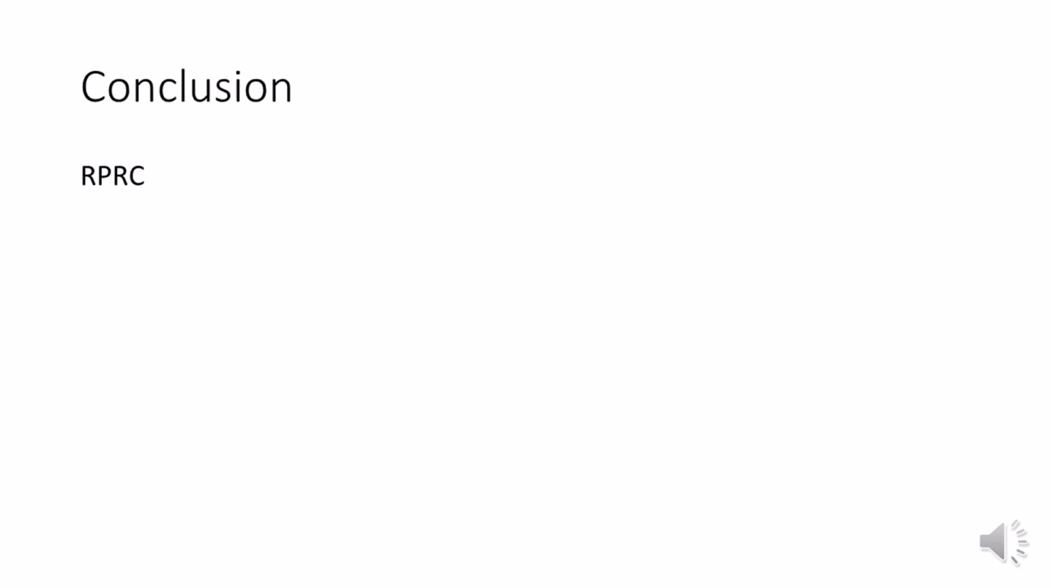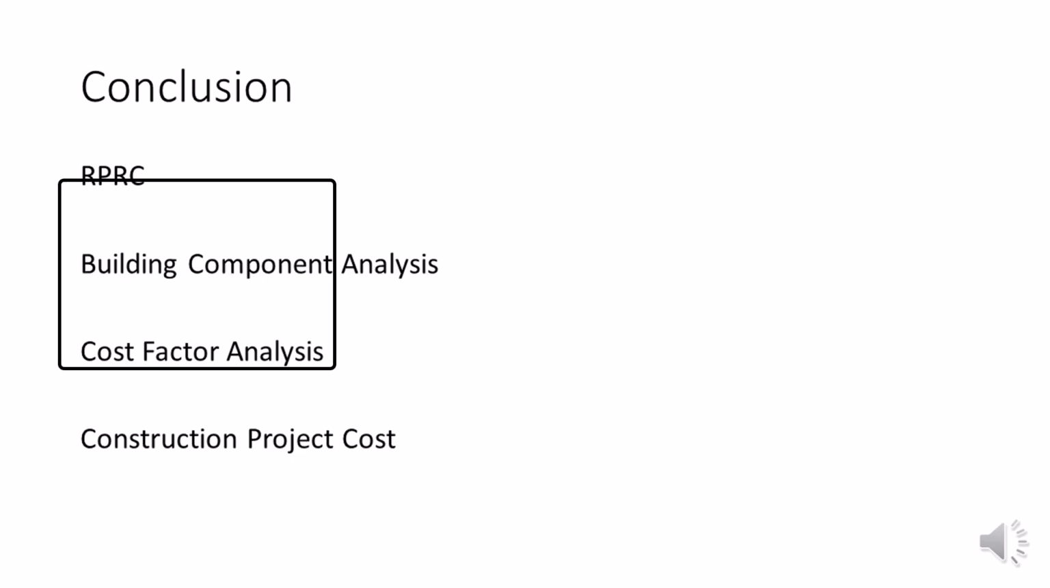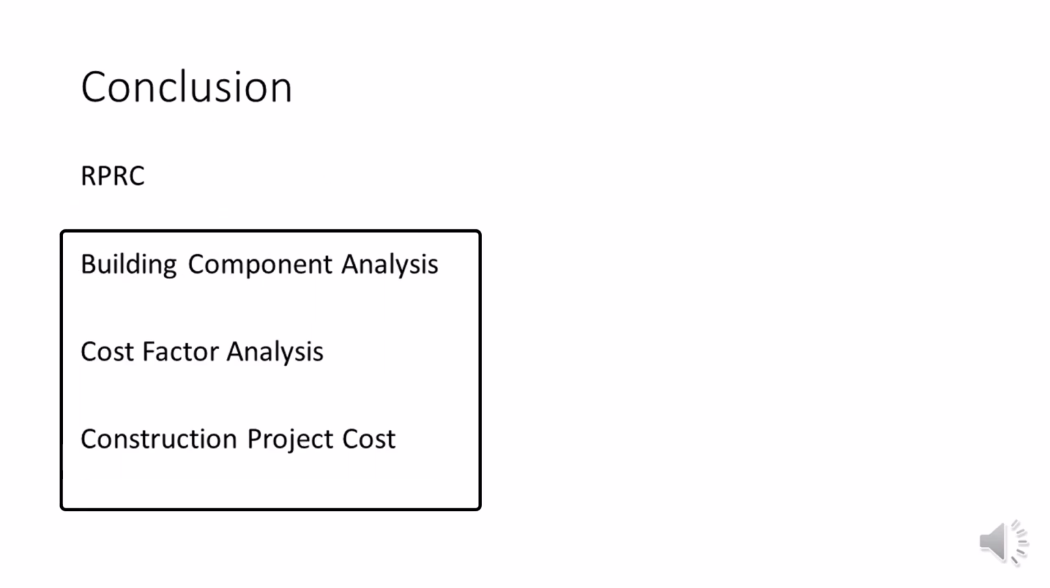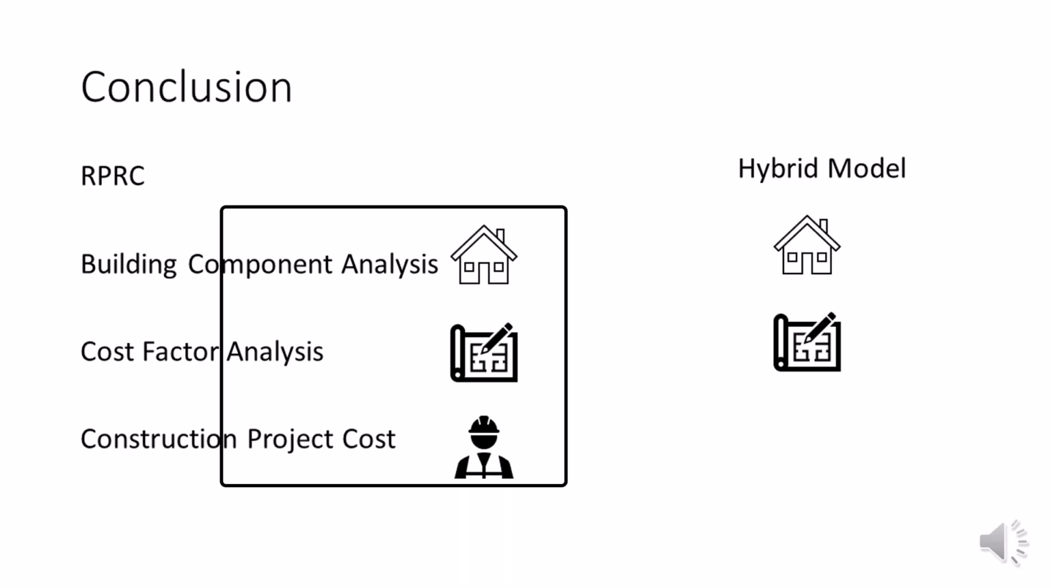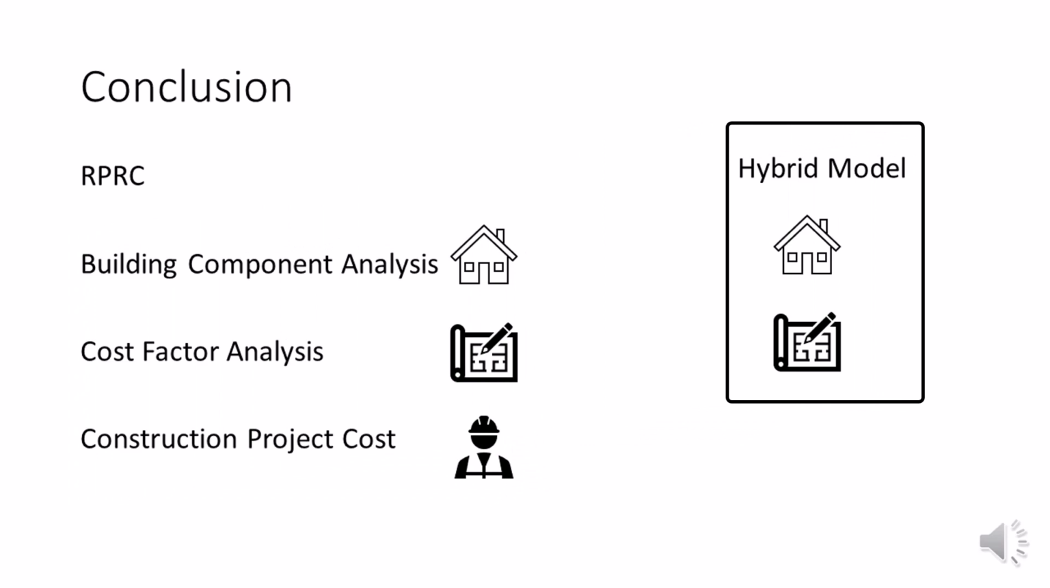Lastly, in conclusion, this presentation examined the RPRC. We looked at 3 different methods of creating RPRC estimates, including building component analysis, cost factors analysis, and construction project costs. Last thing to remember is that at National Defense, we use a hybrid model that is based on building component analysis for our major assets and cost factors analysis for other assets.